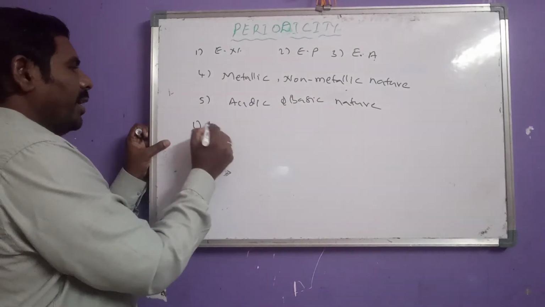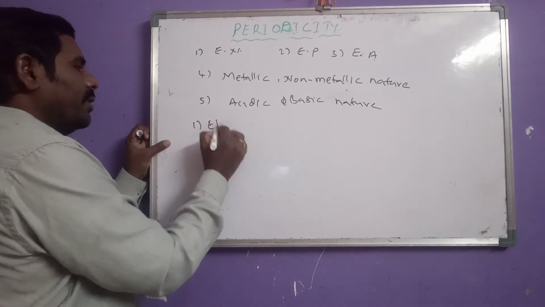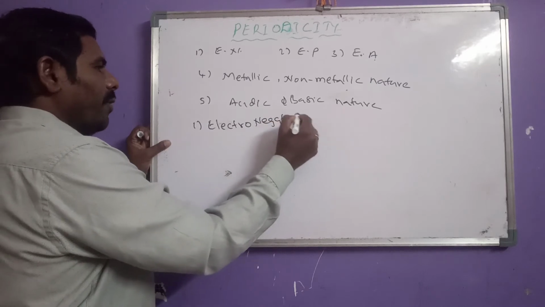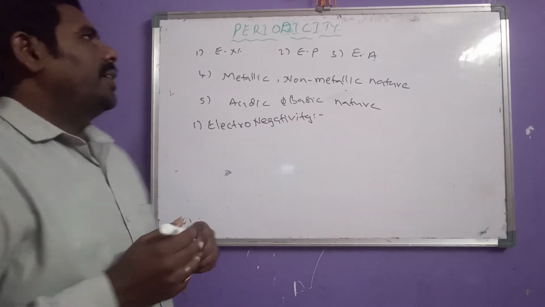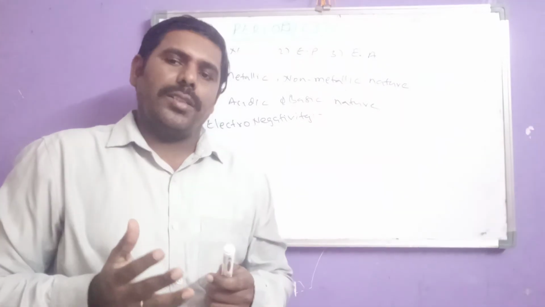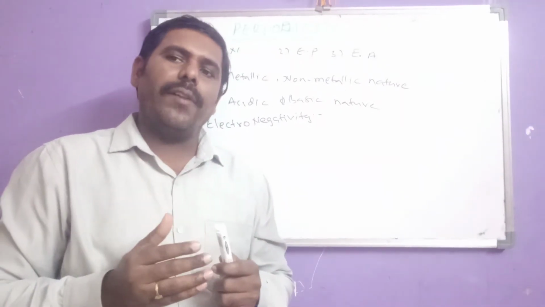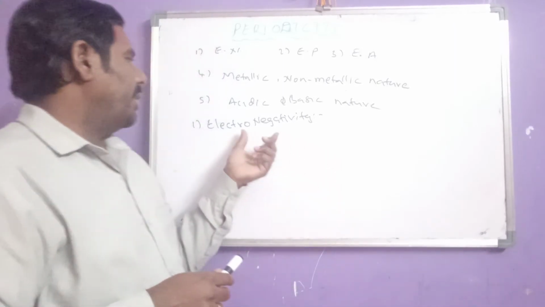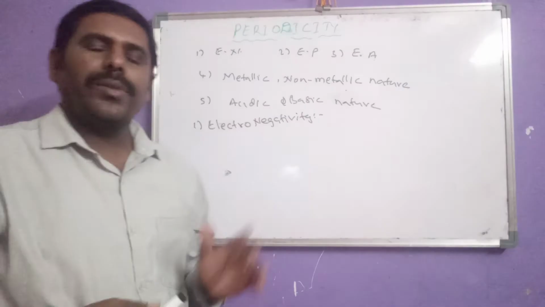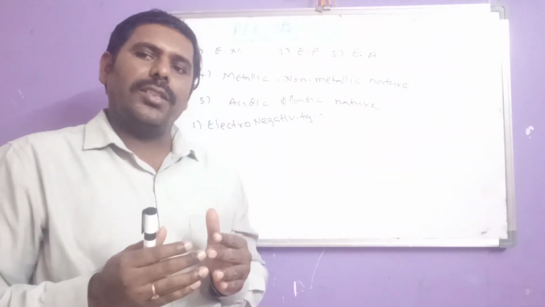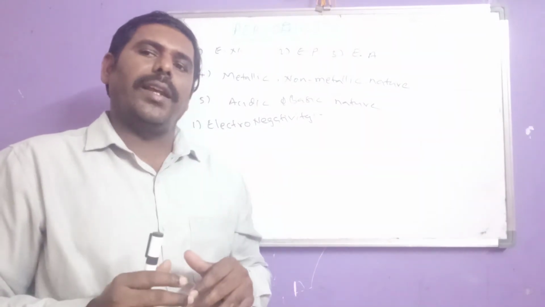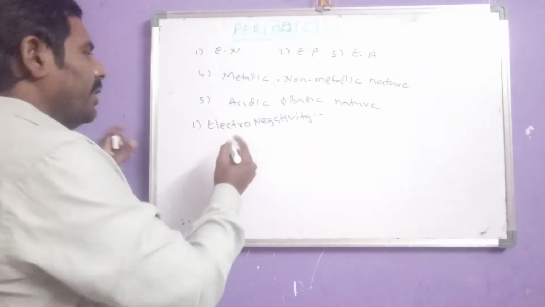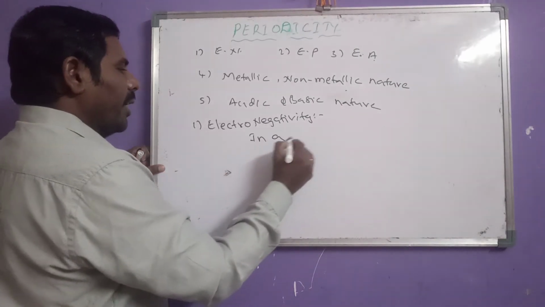First one is electronegativity. First we have to write the definition of electronegativity. What is its definition here? The tendency of an atom to attract the bond pair of electrons towards itself is known as electronegativity. Now here, let us see what happens in a group.